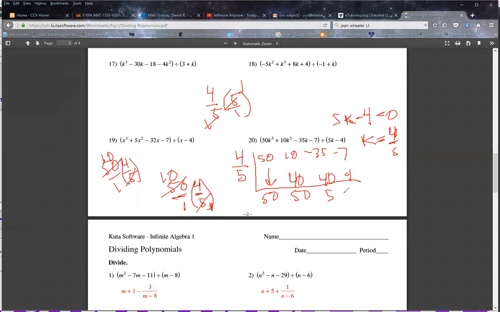And then I add these together, I subtract them actually. And that's my remainder. So I will write 50k squared. Notice I'm one power less than what I started with, plus 50k plus 5 with a remainder of negative 3 over 5k minus 4.